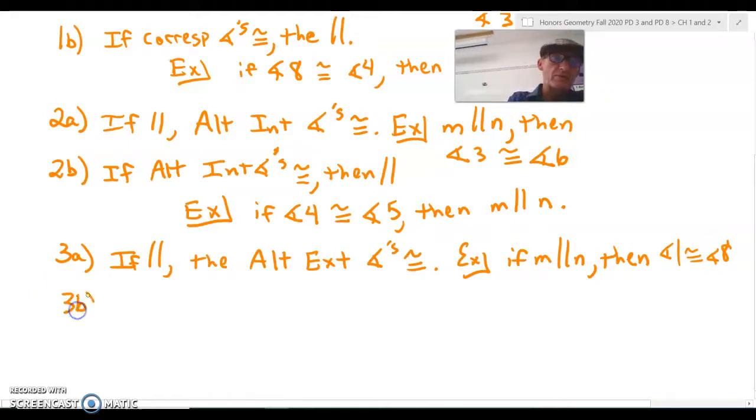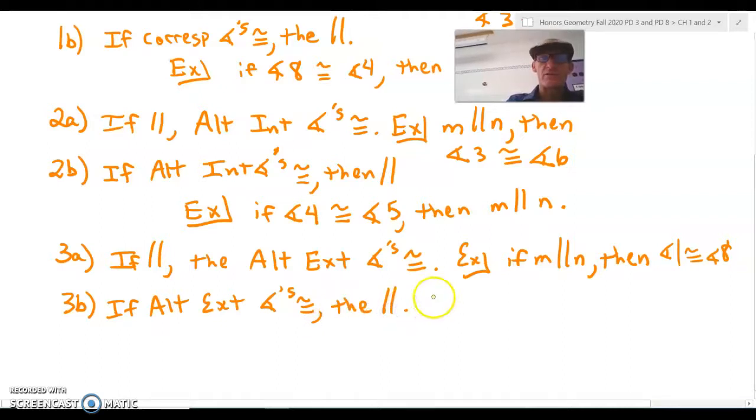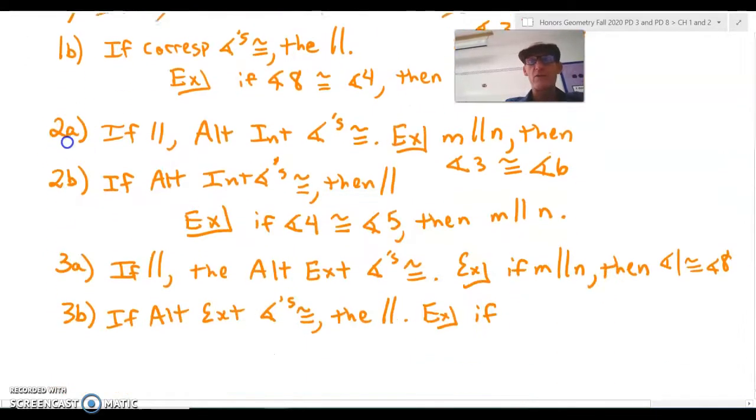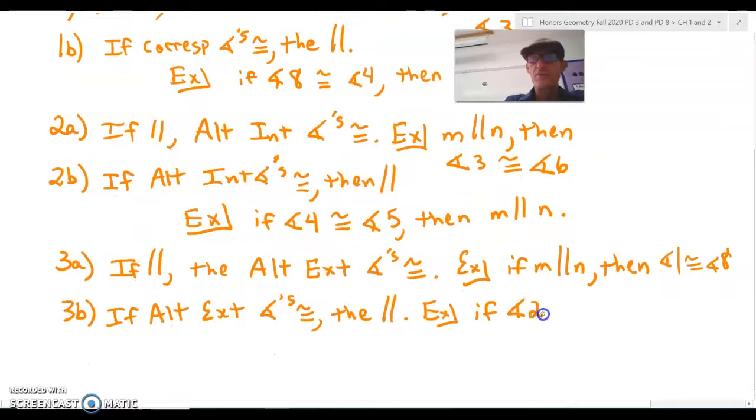3B, if alternate exterior angles congruent, then parallel lines. Example, if angle 2 congruent to angle 7, then M parallel to N.